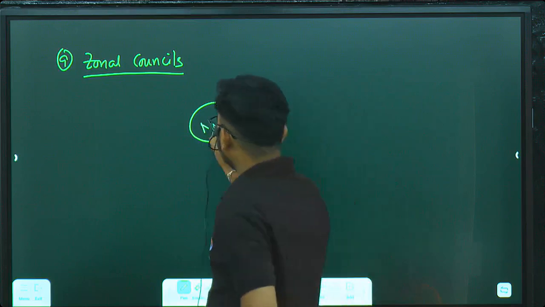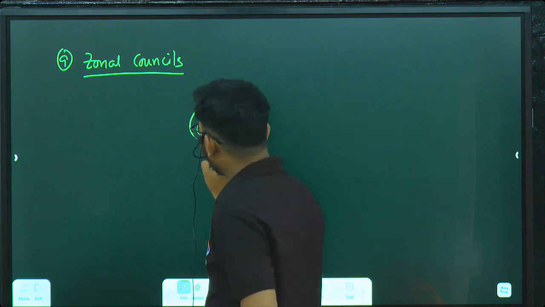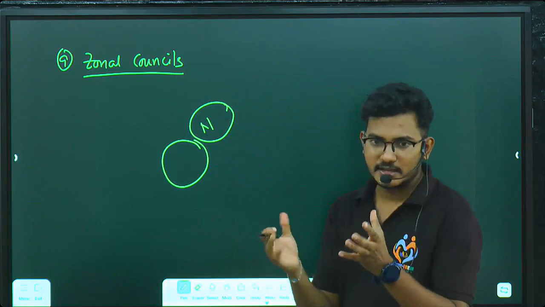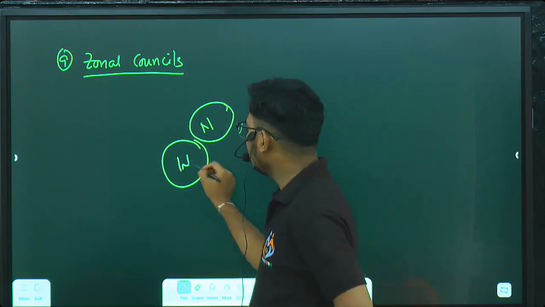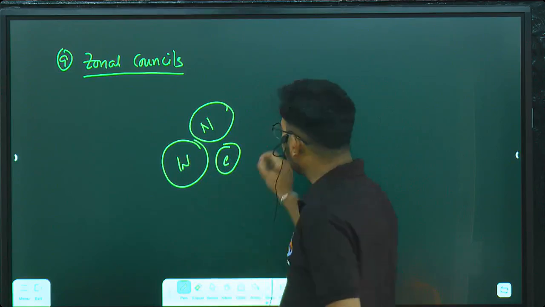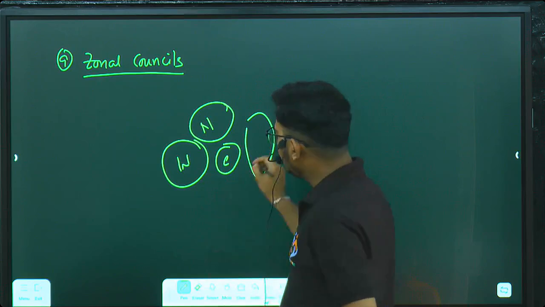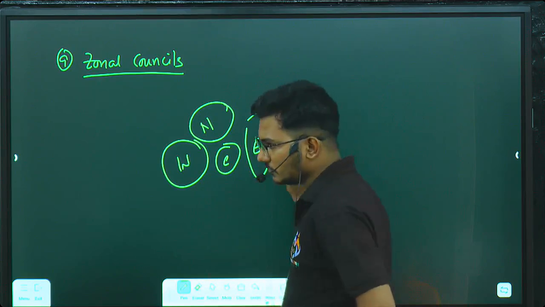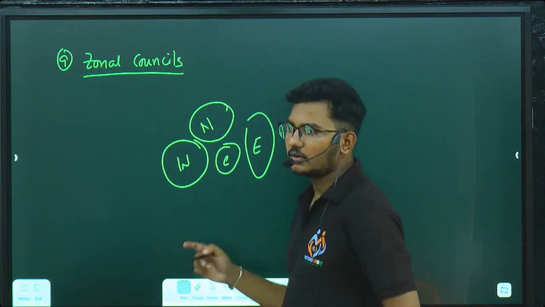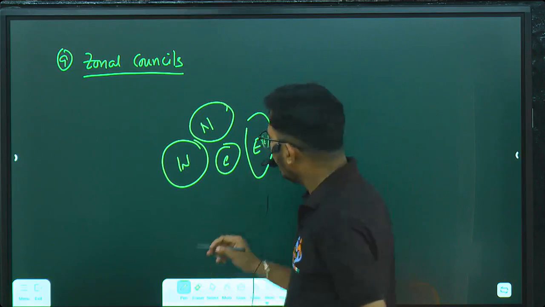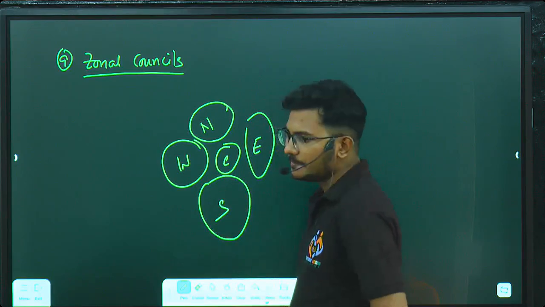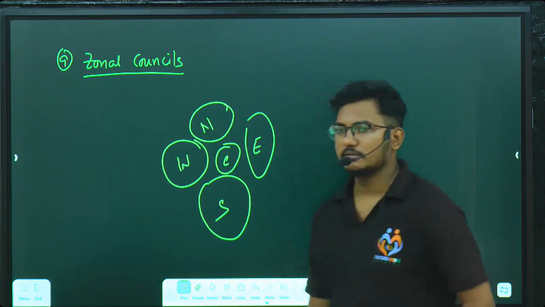The Western states were combined and formed the Western Zonal Council. In the center they formed the Central Zonal Council. In the eastern part they formed the Eastern Zonal Council, in which the Northeast isn't included: West Bengal, Bihar, Jharkhand, Odisha, Chhattisgarh. And in the southern part they formed one more council, the Southern Zonal Council. They came up with this concept.